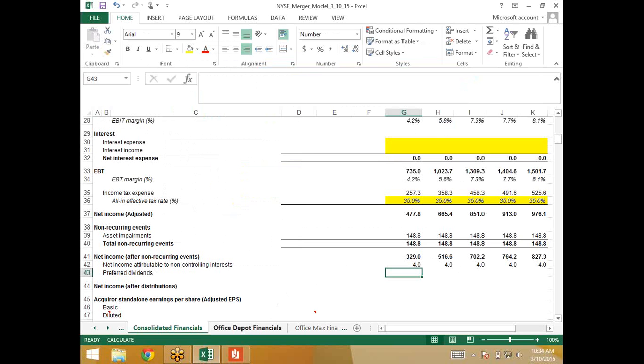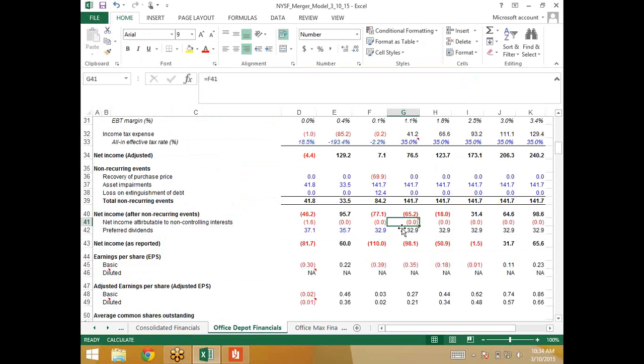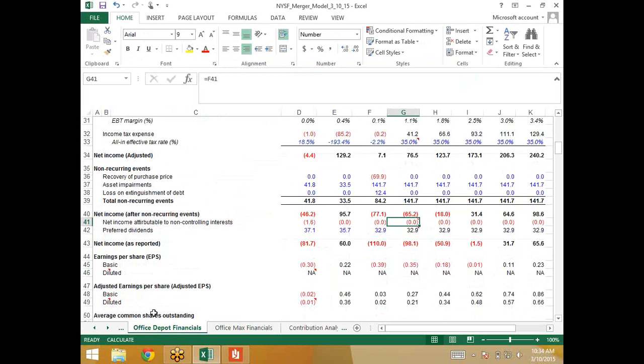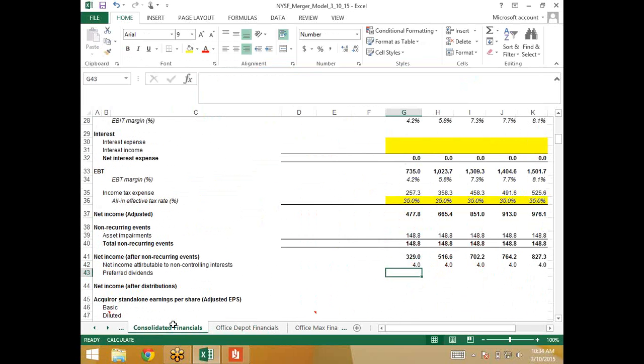So there is a little bit of investigating to do. Office Depot's got their own preferreds. Office Max, 2.1, that's been bought out. So Office Depot will be acquirer only.